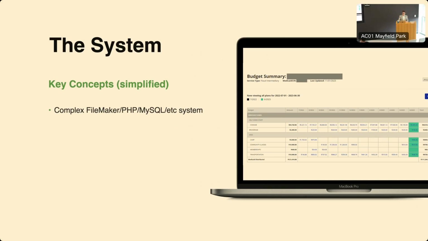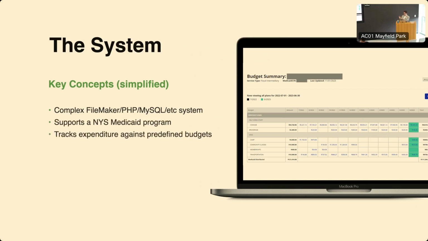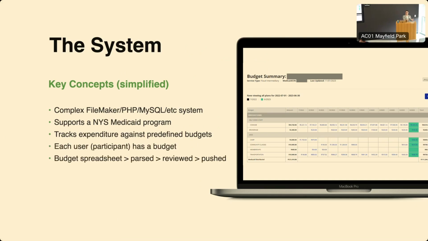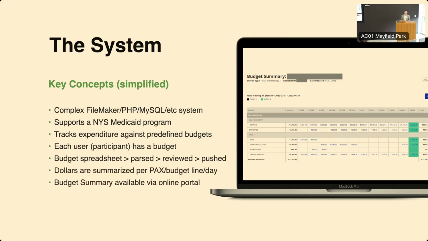So it's no small thing, but it supports a specific Medicaid program in the state of New York that, boiled down, really simply tracks expenditure against predefined budgets. Each user or participant in this program has their own budget, and that budget comes from the state as an Excel spreadsheet that gets parsed into our system. A human then reviews it, and then they push it out into the rest of the system. The dollars or the expenditure are then summarized on a per participant, per budget line, per day level, because government regulation. And then for the end users, there is a budget summary available on their portal that lets them see how much they've spent against those budgets.